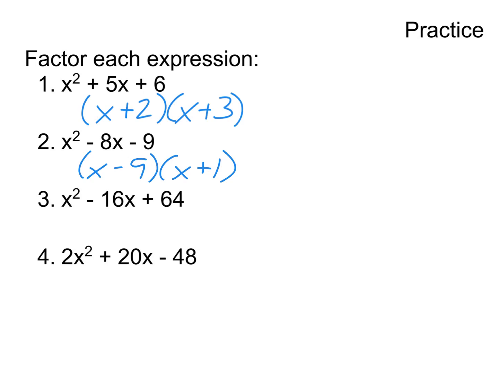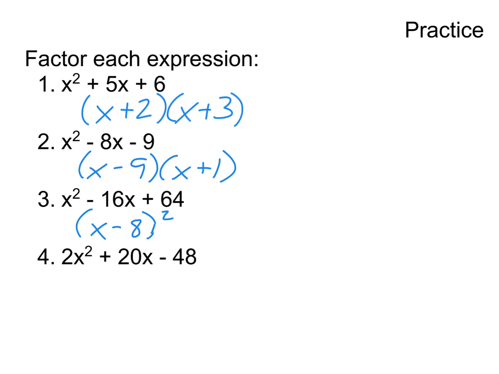All right, number 3, we do the same thing. We figure out what adds to negative 16 and multiplies to 64. And we end up with x minus 8 times x minus 8. But I do not want to leave my answer looking like that. X minus 8 times x minus 8 is a little bit sloppy. We need to refine it a little bit. A shorter way to write x minus 8 times itself is to write it as x minus 8 squared. So that's the way I want to write that answer, x minus 8 squared.